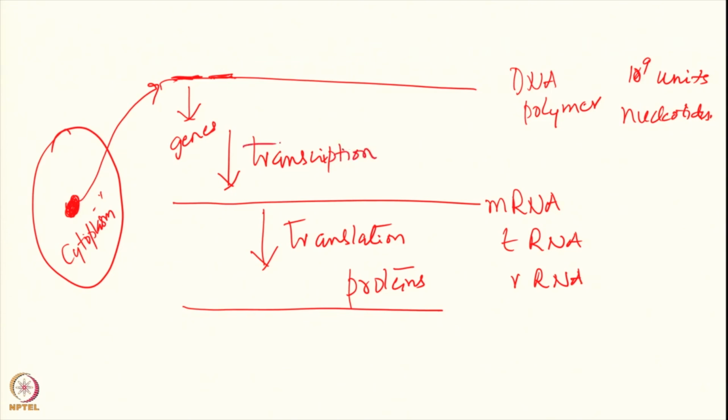And the translation generates the proteins. Okay. So, now ultimately our objective will be to understand the structures and how these processes happen. Of course, this is very complex. There will be many different kinds of proteins involved in every step, and it is an extremely complex process.